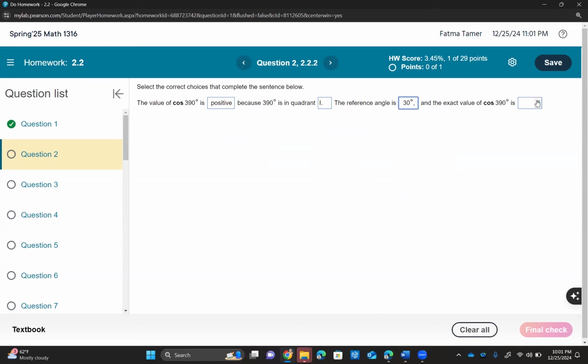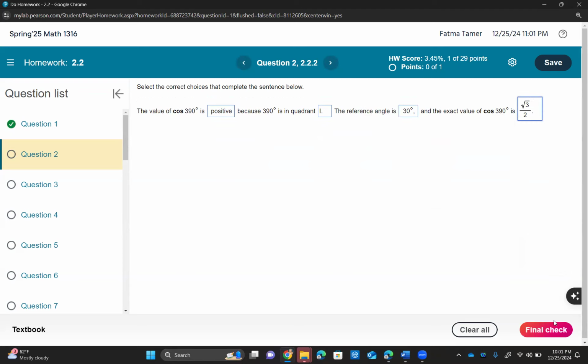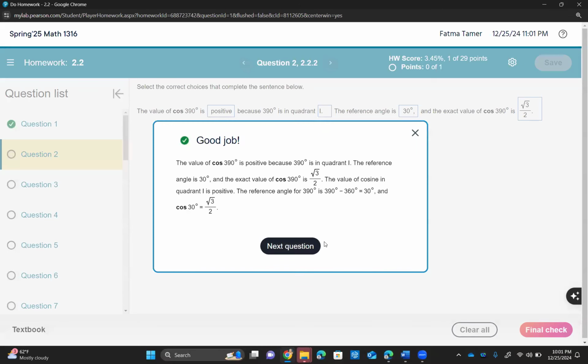And the exact value of cosine of 390 is going to be the same thing as cosine of 30, which is root 3 over 2. And then when I final check this, it will be right.